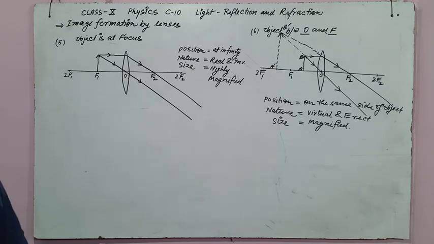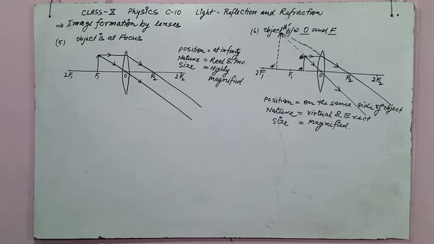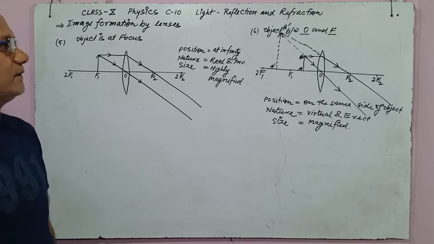So now this is all about the image formation by convex lens for various positions of object when placed in front of convex lens. Now take a screenshot of it.